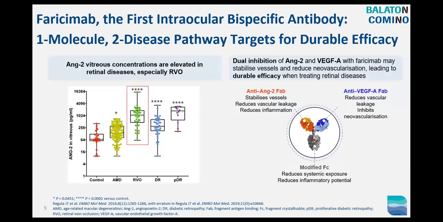Straight on to faricimab, the new baby in the market, bispecific antibody. Okay, it's 1 molecule, 2 disease pathway targets. And on the left there, it is known that angiopoietin-2 vitreous concentrations are elevated of all retinal diseases in RVO. You can see the pattern we have here. Diabetic retinopathy also comes close, and PDR is hanging somewhere there. And dual inhibition of Ang2 and VEGF-A with faricimab should stabilize vessels and reduce neovascularization, leading to durable efficacy. I'll show you a video shortly.